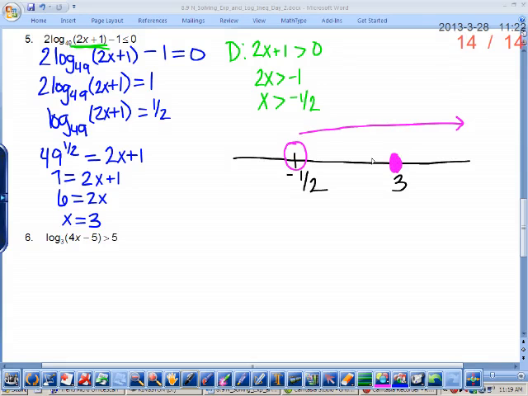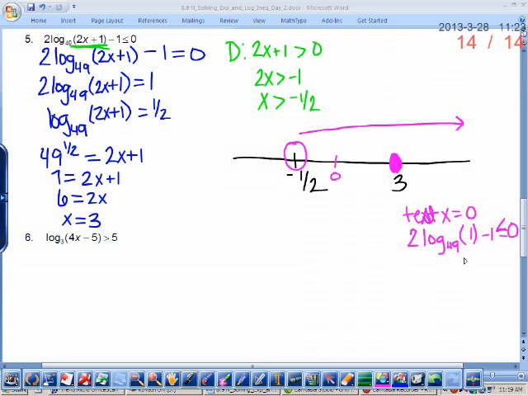All right, pick yourself a strategic value. I think 0 would be a good one here. What's 0 going to make your argument? 1, which we can deal with easily, right? So let's test x equals 0. So I'm going to have 2 log base 49 of 2 times 0 is 0, plus 1 is 1, minus 1, and I want to know if that is less than or equal to 0.